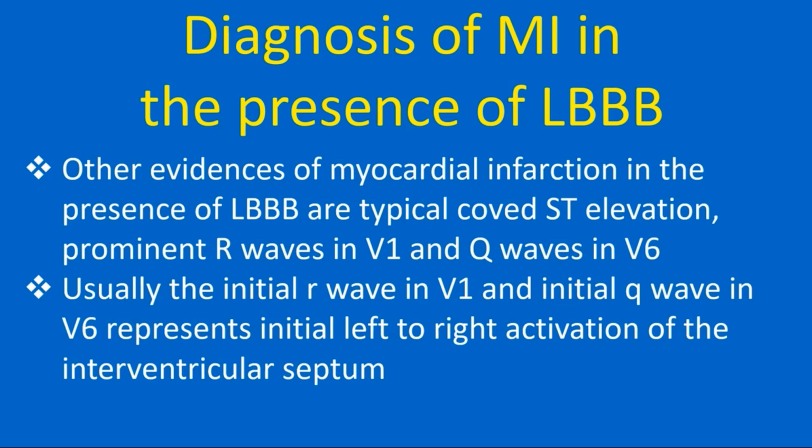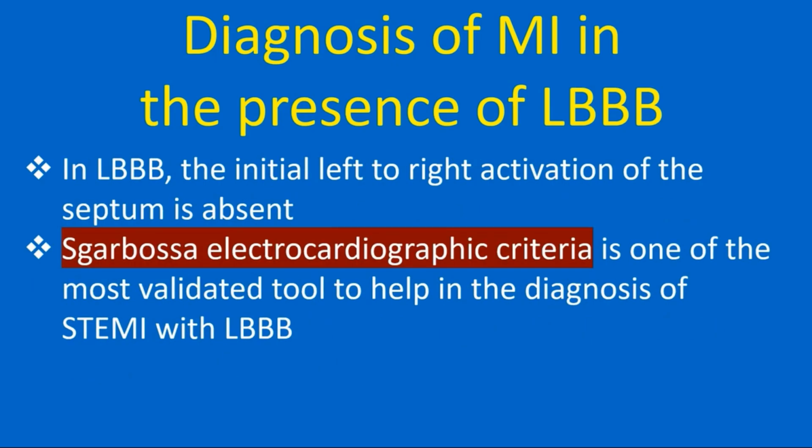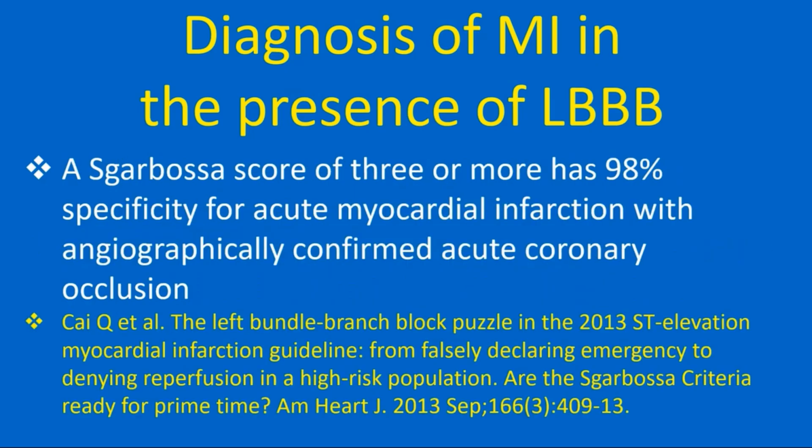Usually, the initial R wave in V1 and initial Q wave in V6 represent initial left to right activation of the interventricular septum. In LBBB, the initial left to right activation of the septum is absent. Sgarbossa electrocardiographic criteria is one of the most validated tools to help in the diagnosis of STEMI with LBBB. A Sgarbossa score of 3 or more has 98% specificity for acute myocardial infarction with angiographically confirmed acute coronary occlusion.